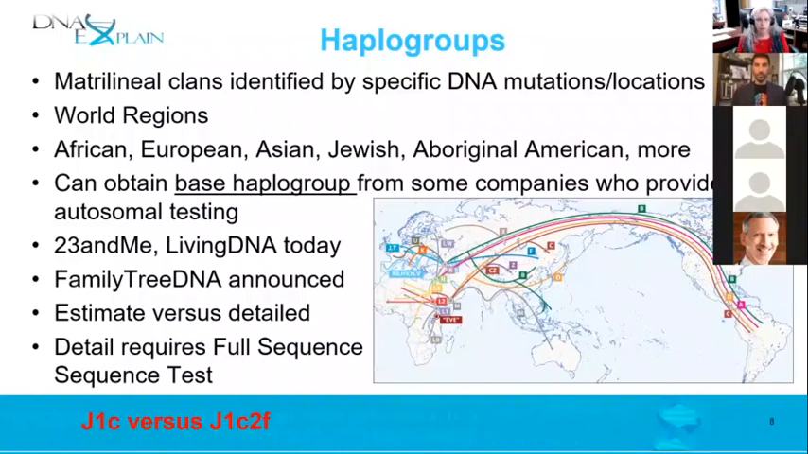There's nothing wrong with what they're giving you, so long as they're testing for all the right positive and negative locations. So for me, the difference was I obtained haplogroup J1C at those companies, but my full haplogroup today at Family Tree DNA with full mitochondrial sequence is J1C2F.